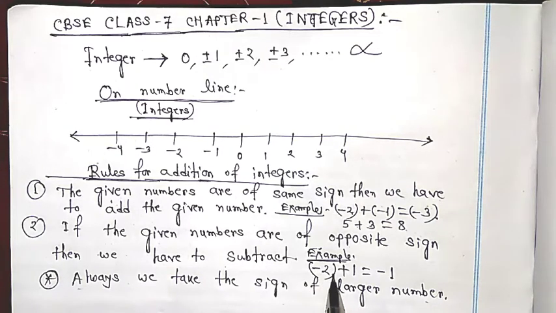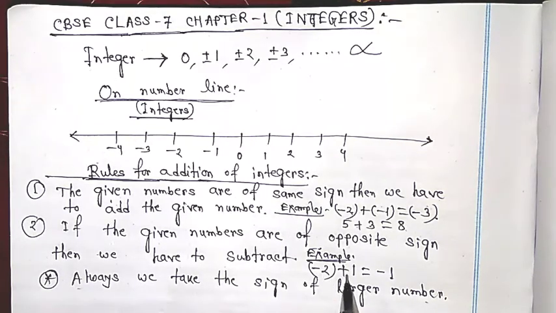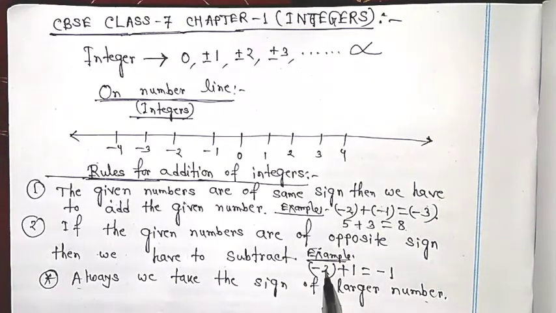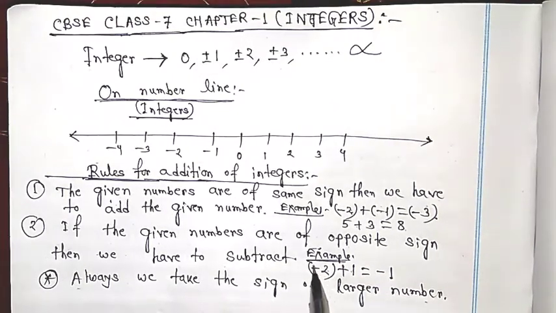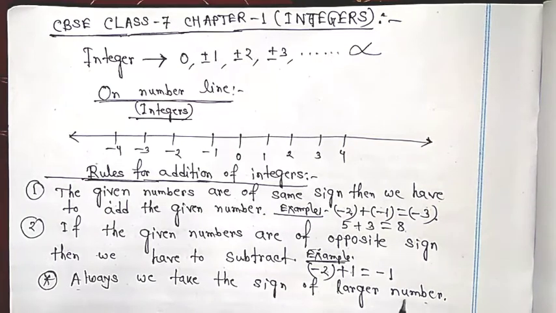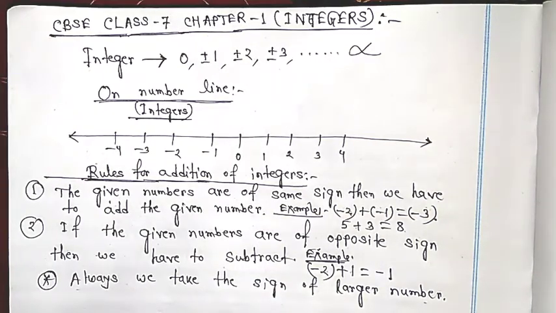Always we take the sign of the larger number. If the integers are of the same sign, then we do the addition: 2 plus 1 is 3, sign is minus. And 2 and 1 of opposite signs, so 2 minus 1 is 1, and minus, because we take the sign of the larger number, that is minus. Okay, so these are the rules for addition of integers.